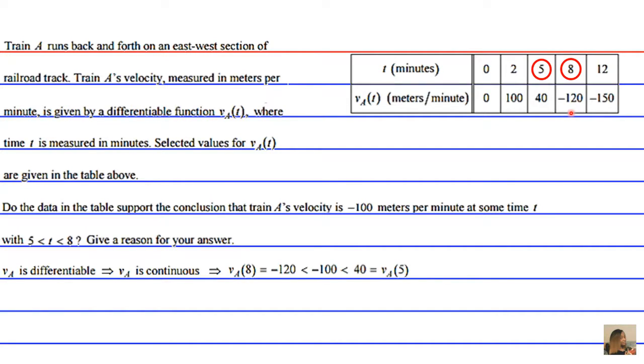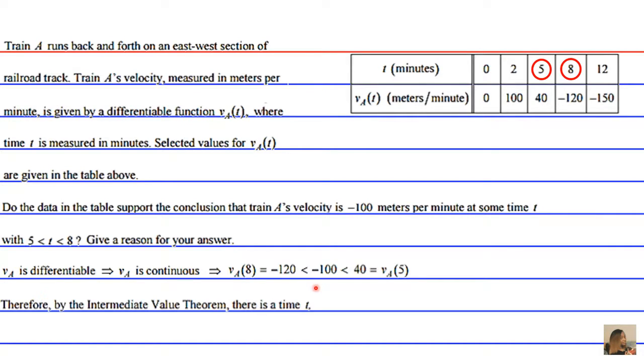Okay, therefore, it also takes on a value between f of a and f of b at some point within the interval. Therefore, it can take on the value negative 100 meters per minute because this falls within the interval of f of a and f of b. We don't necessarily know the time at which the function takes on this value, negative 100 meters per minute, but we do know that it does fall within that range, okay?